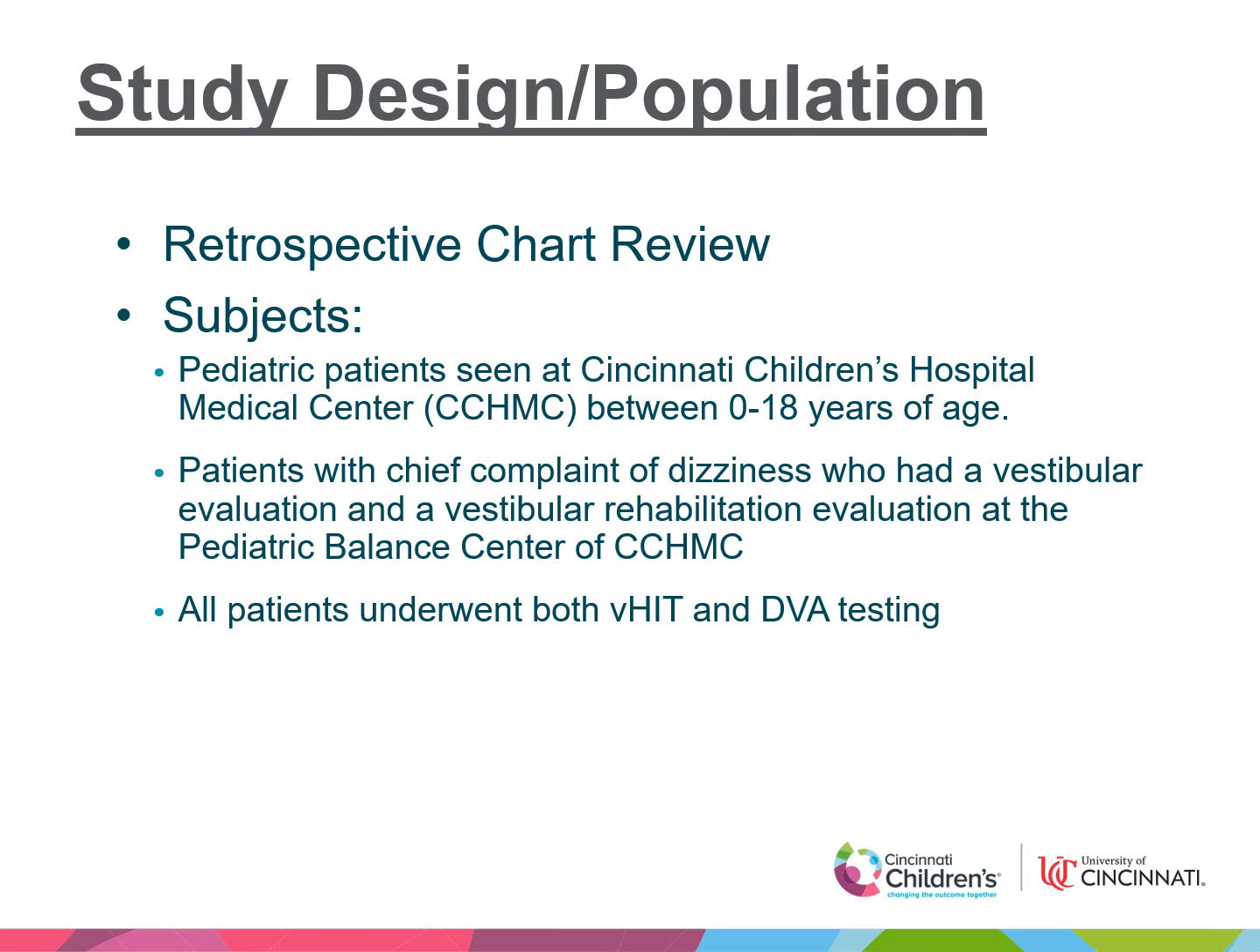These patients underwent both vHIT and DVA testing and had a variety of diagnoses, which included, but was not limited to, bilateral sensorineural hearing loss, unilateral hearing loss, whether that be sensorineural, conductive, or mixed, and migraines. Some of these patients had a normal VOR, while others had a peripheral and/or central vestibular pathology.